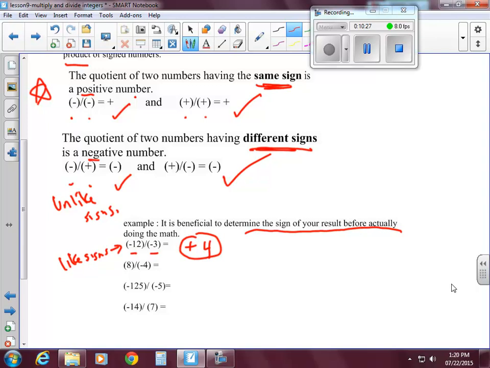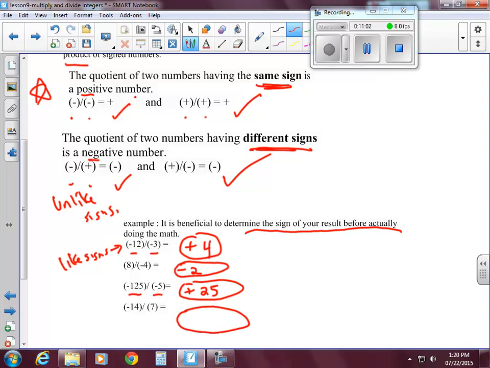8 divided by negative 4. Well, it's unlike signs. You know it's going to return a negative. And you know 8 divided by 4 is 2. So you know the final result's going to be negative 2. So you just have to think through whether your end result will be positive or negative before you actually perform the division. So, all right, next one, negative divided by a negative, we know returns a positive. And then we can go ahead and divide their absolute values. So 125 divided by 5 is 25. So we're going to return a positive 25 there.